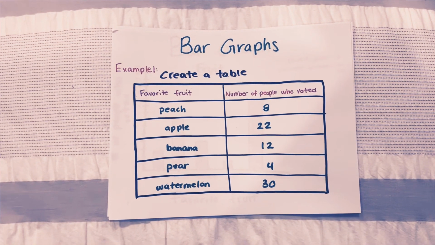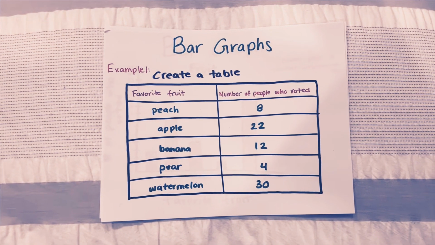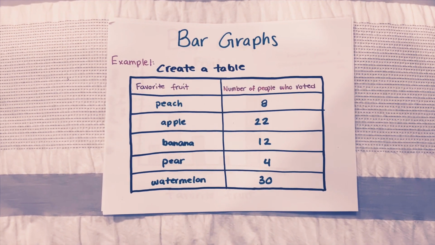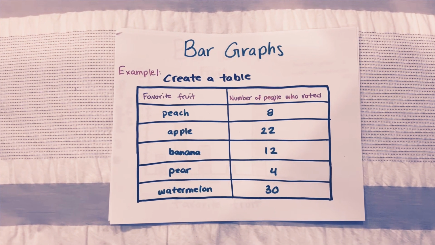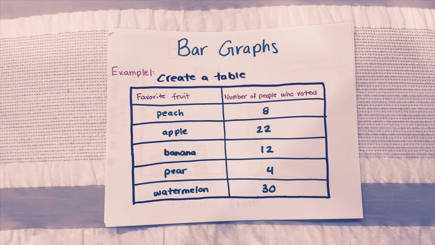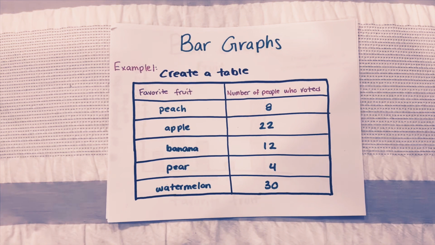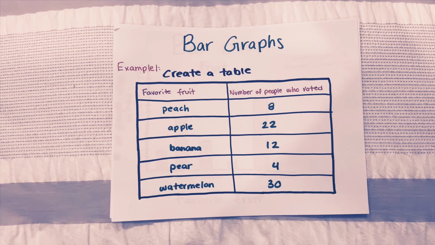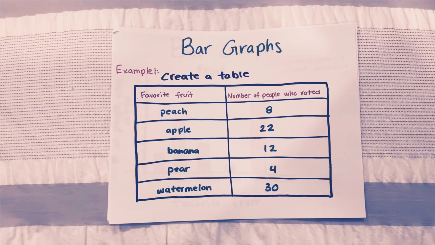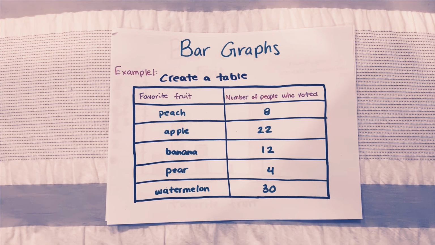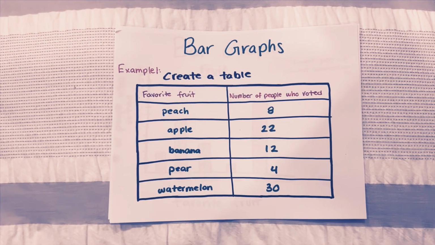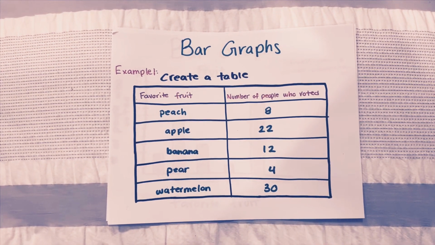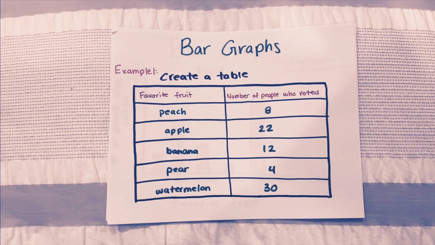Example 1. For me, I like to create a table so I'm not lost when creating my graph. The table that I created is favorite fruit and the number of people who voted. So on my left side, which is the favorite fruit, I have peach, apple, banana, pear, and watermelon. To my right side, the number of people who voted, I have 8 people that voted for peach, 22 that voted for apple, 12 that voted for banana, 4 that voted for pear, and 30 that voted for watermelon.